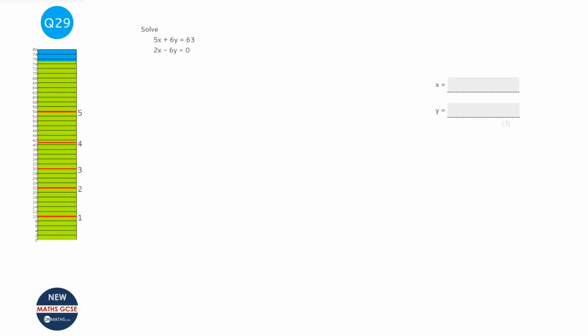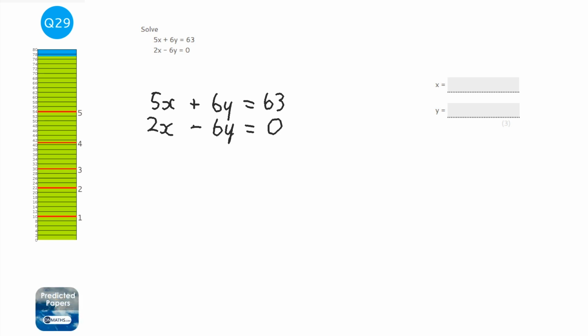Okay, these are simultaneous equations, and I'm just going to write these out again so I've got a bit more space. 5x plus 6y equals 63 and 2x minus 6y equals 0. The important thing with simultaneous equations is that you need to either get the coefficient, the number before the x, or the coefficient of the y the same. Now in this one we already have the coefficient of the y being the same. They're both 6. Yes, one's a positive, one's a negative, but we don't worry about that.